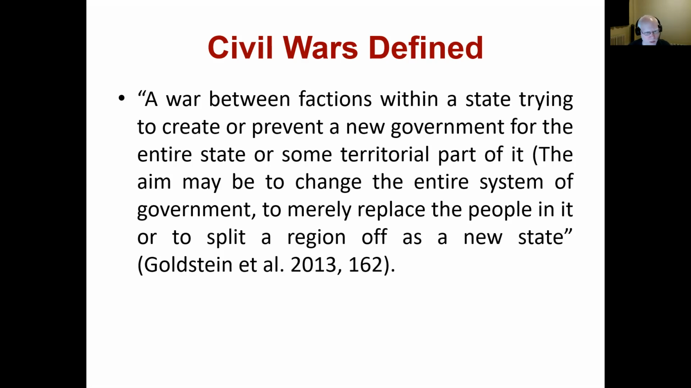Or it could be to split a region off as a new state. So if there's one region that wants to secede and they're fighting against the central government to have the ability to secede from the central state, to create their own government or their own country in their region. Sometimes it may not even be to split off completely, but to at least gain greater autonomy, greater control over what happens within that particular region.